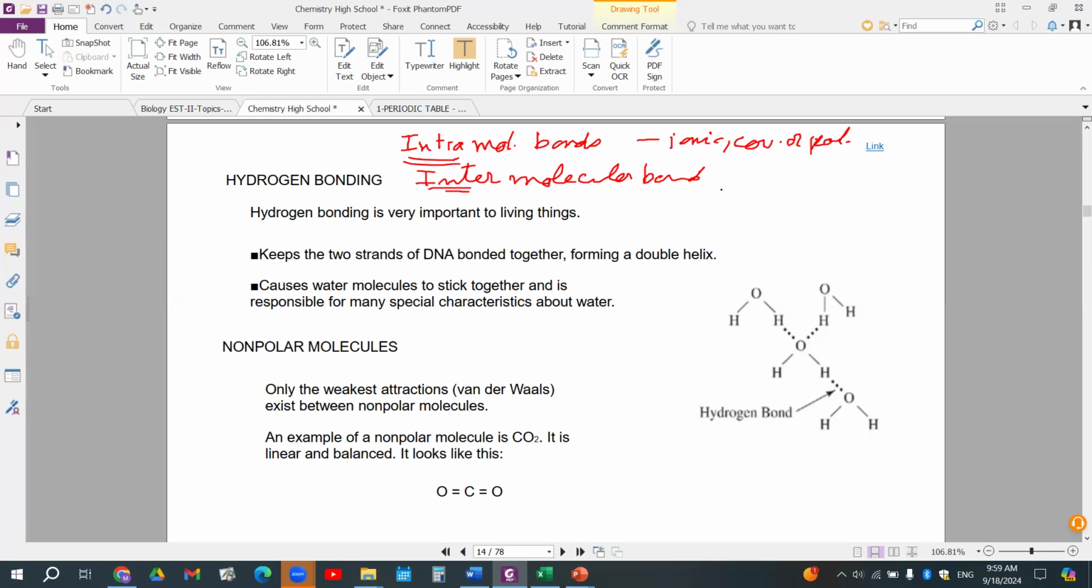But intermolecular, this is a molecule, this is a molecule, this is a molecule. There is some intermolecular attractive force binding them. Hydrogen bonding is one type of intermolecular bond binding molecules together. Hydrogen bonds are very important in biology, in water, and are the cause of many peculiar characters of water. It keeps two strands of DNA bound together, and causes water molecules to stick together.